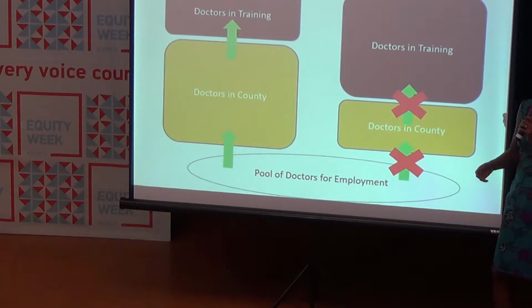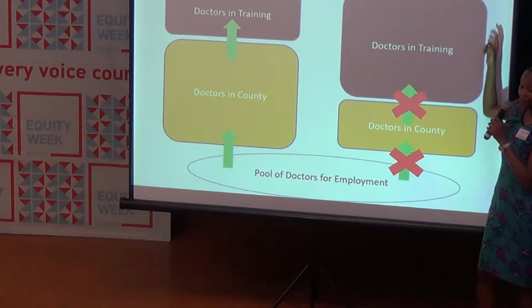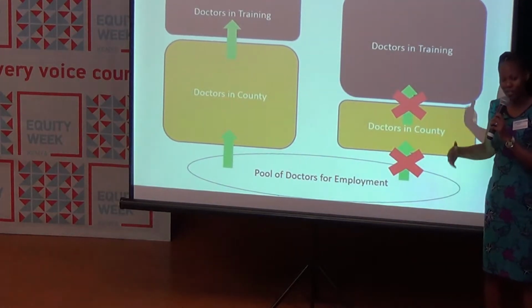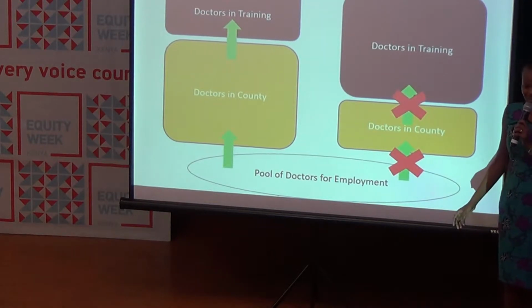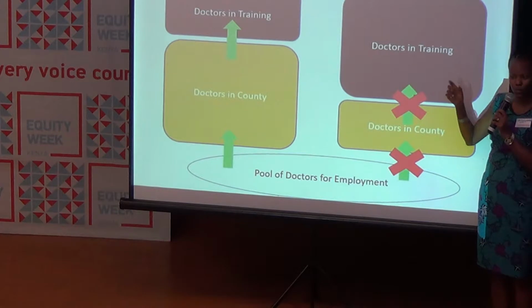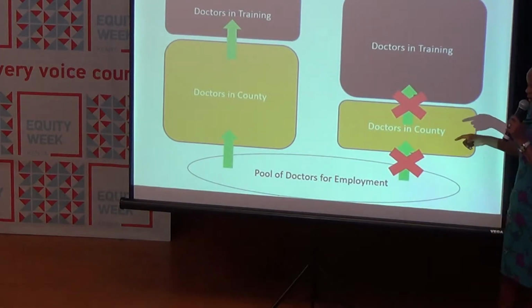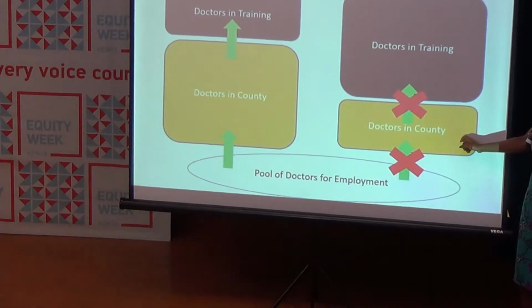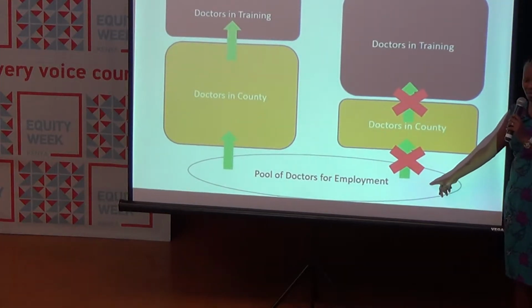Are we getting where the problem is? This is a fixed bubble. If you have money for 100 doctors, you have money for 100 doctors. So if they all go away to school, they go to Nairobi and to Eldoret and to abroad, then you have fewer and fewer working in there. And then therefore they have less and less money to hire.